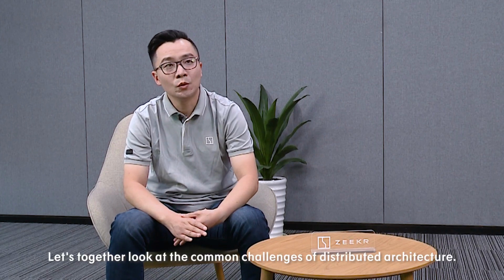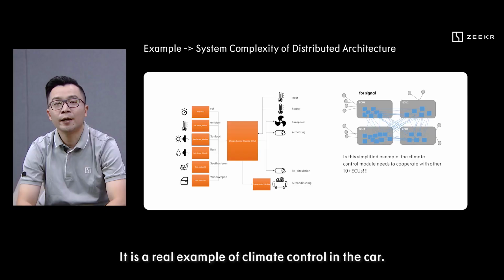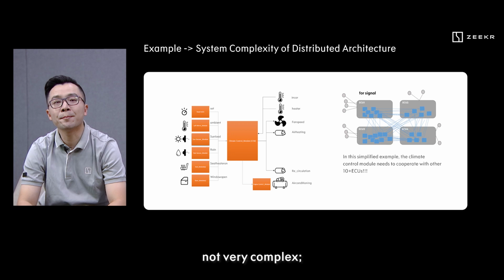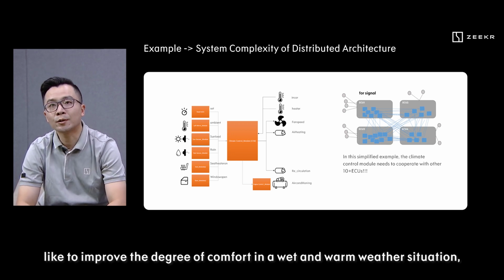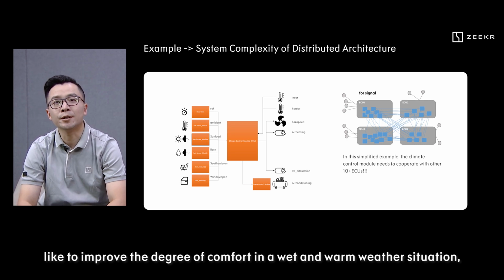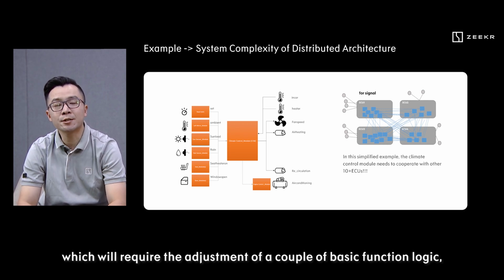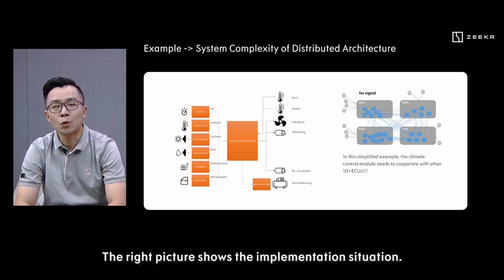Let's together look at the common challenges of distributed architecture. It is a real example of the climate control in the car. On the left is a system design, not very complex. Now, to achieve a new user scenario, like improving the degree of comfort in wet and warm weather, which will require the adjustment of a basic function logic and affect several ECUs. The right picture shows the implementation situation.